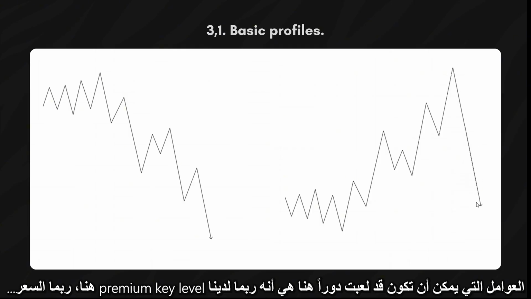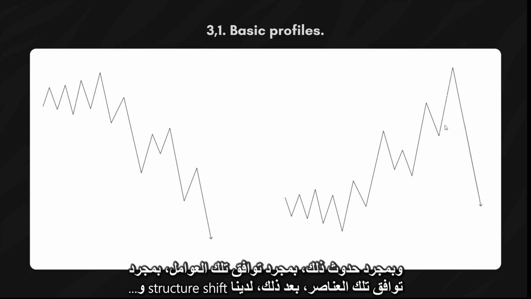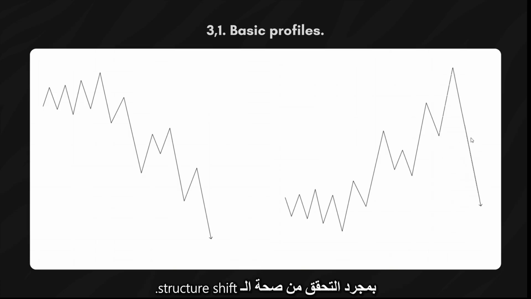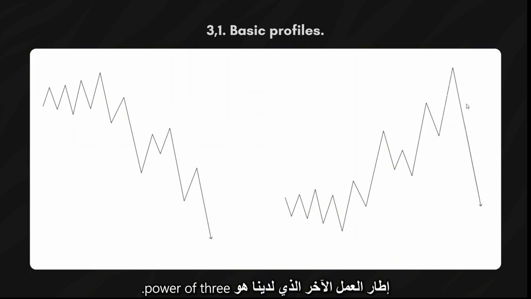The factors that could have played out here are that maybe we have a premium key level right here that price tested, or maybe price finally reached the drawn liquidity. Once those elements are aligned, after that we have a structure shift. And once the structure shift is validated, a reversal profile starts. Okay, this is the basic profile framework. We have 4 profiles within it: the ranging profile, the expansion profile, the retracement profile, and the reversal profile.